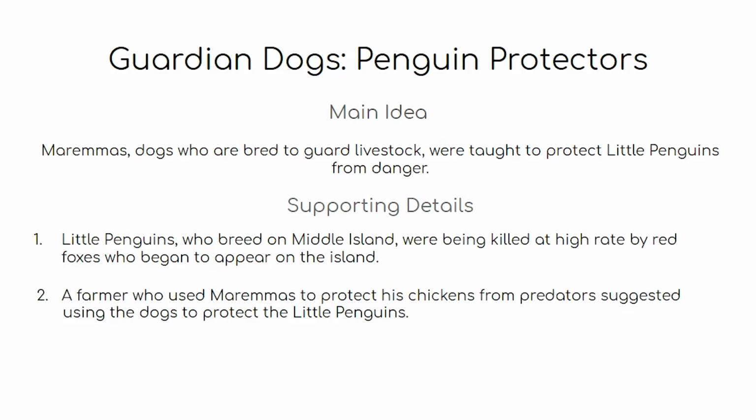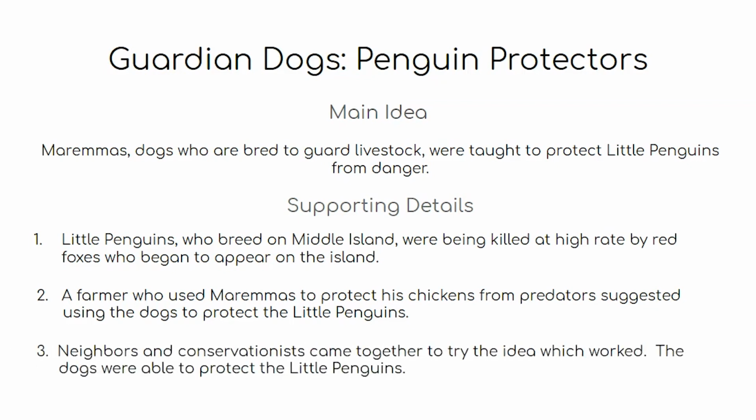A third supporting detail for our main idea is, neighbors and conservationists came together to try the idea, which worked. The dogs were able to protect the little penguins. Thinking about the main idea and supporting details helps us understand what the text is mostly about.